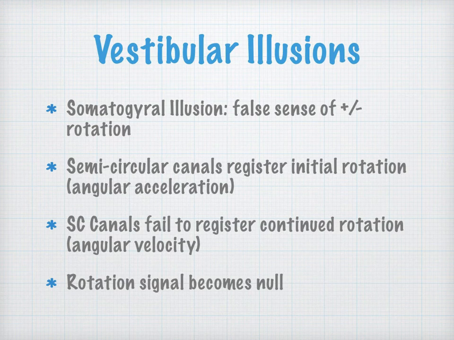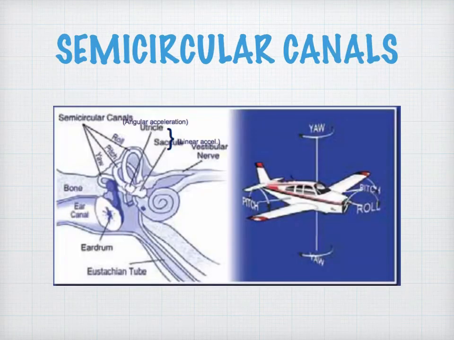Somatogyral illusions are rotating or spinning illusions. Again, in the absence of good visual clues, both focal and ambient, we are stuck with the unreliability of the vestibular system once acceleration is replaced by constant velocity. Let's have another look at the semicircular canals and how they relate to flight forces. I think you get the picture.